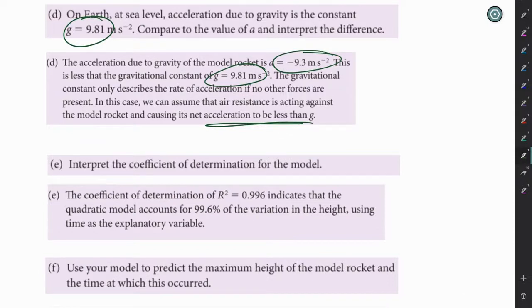Interpret the coefficient of determination for the model. So if we remember, the coefficient of determination was r squared equals 0.996. So that indicates that the quadratic model accounts for 99.6% of the variation in height using time as the explanatory variable.